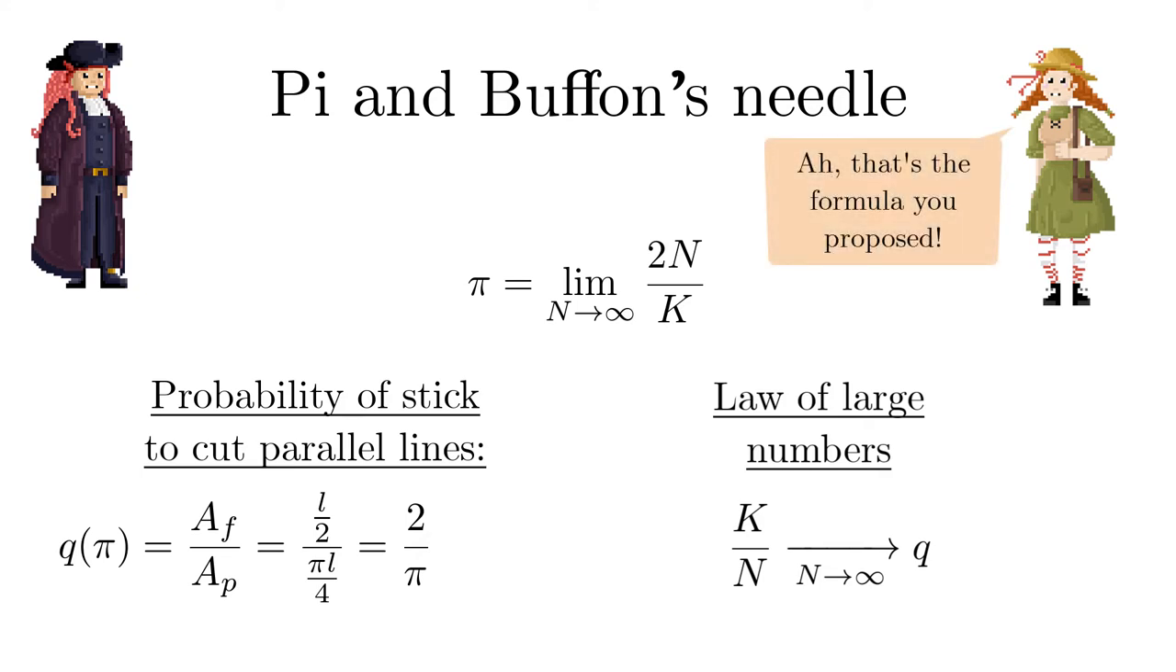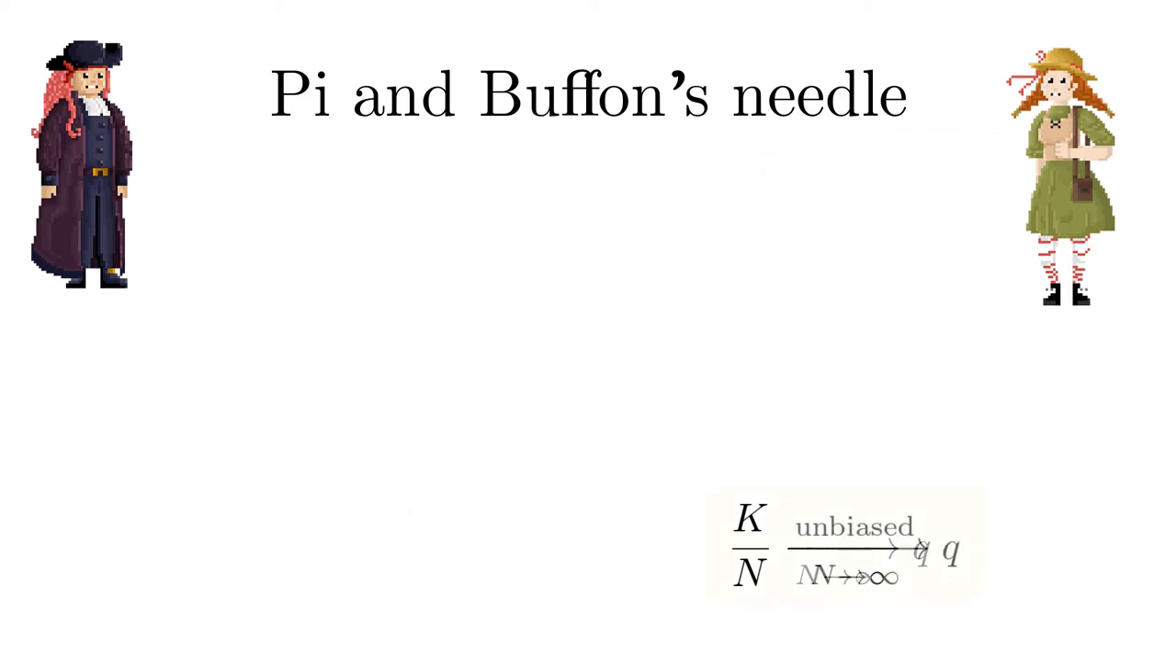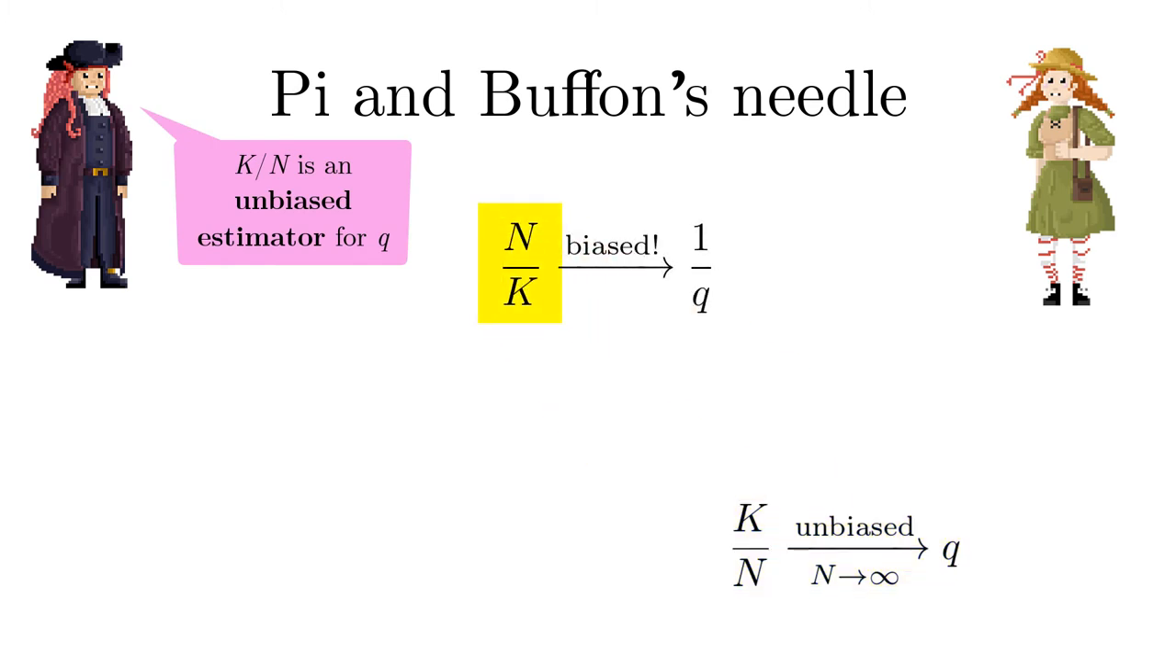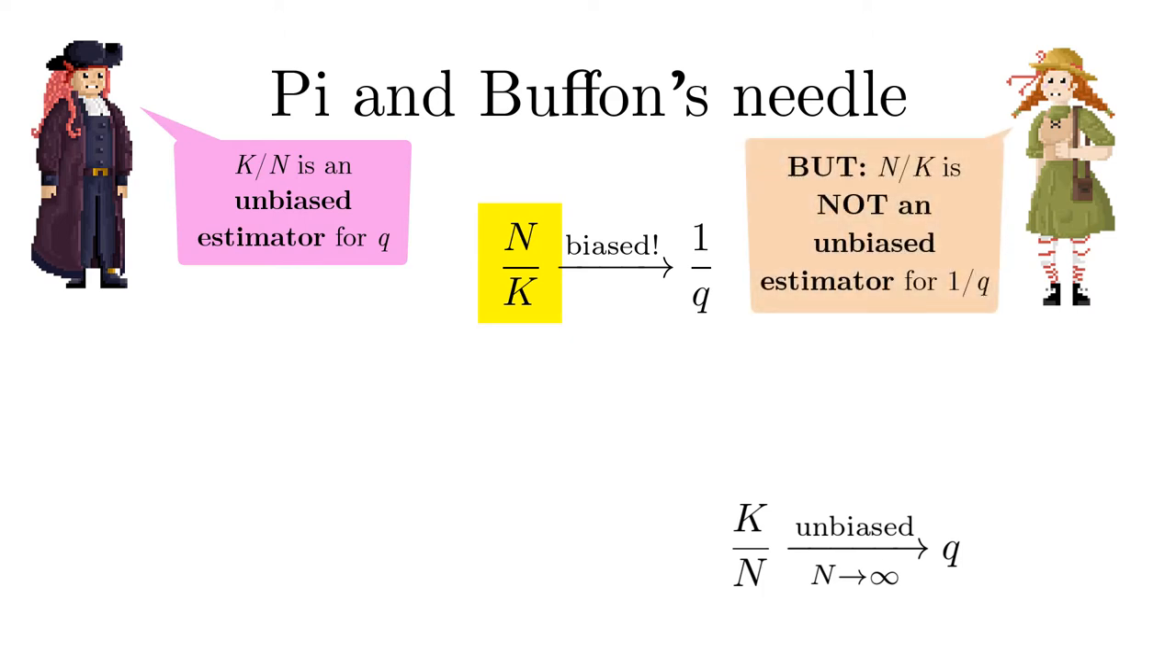A warning is in order here. We know that k over n is an unbiased estimator for the intrinsic probability q. The inverse n over k, however, is not an unbiased estimator for 1 over q, because the mean of 1 over x is not the same as 1 over the mean of x.